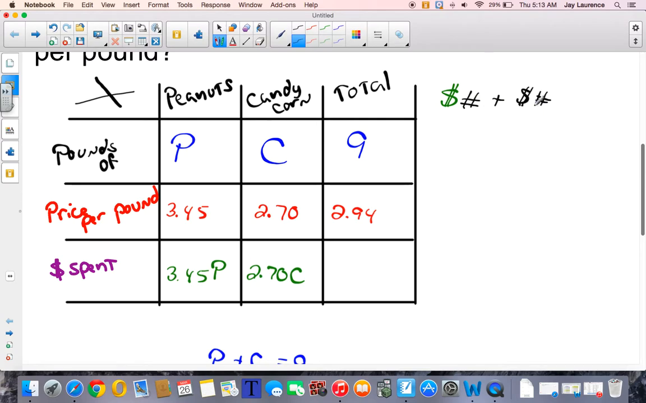Why can we add these two together? Because they're like terms, right? I do price times pounds and price times pounds. What do I have to get for an answer? Well, if I add dogs and dogs, I have to get dogs for an answer. If I add dogs and cats, well, they're not like terms, right? So if I do price times pounds and price times pounds, I have to get price times pounds. So you have to be consistent. So since you multiply 3.45 times P and $2.70 times C, you have to multiply $2.94 times 9.